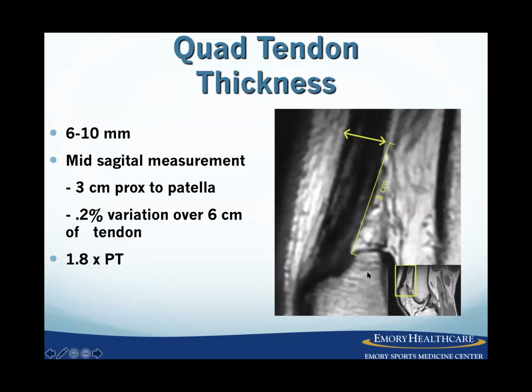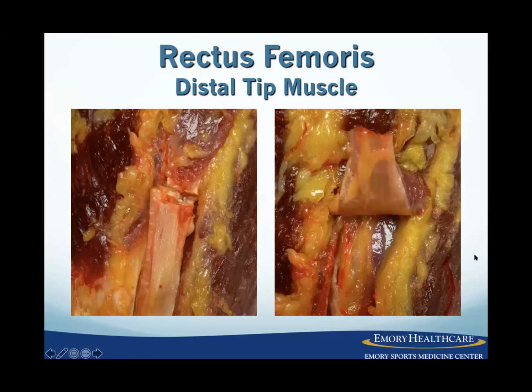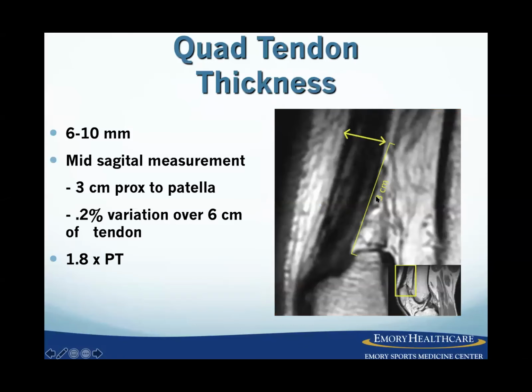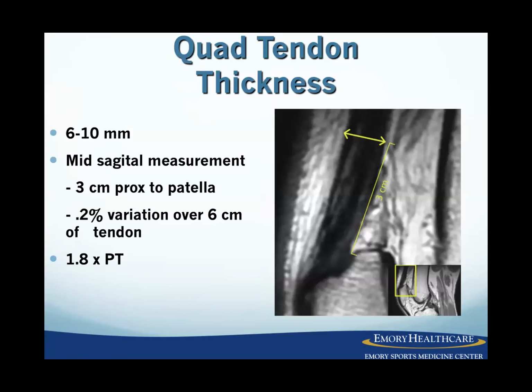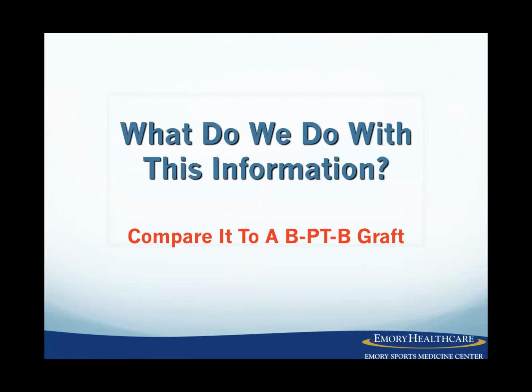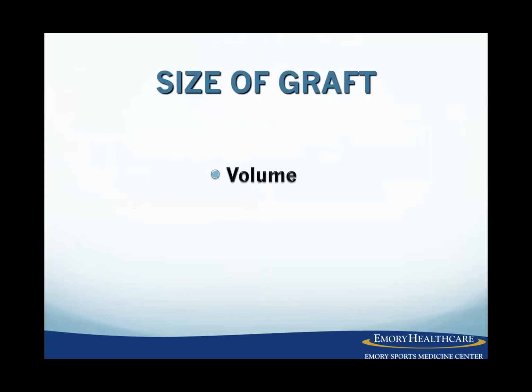But if I needed more length, I can always reflect the tendon, and you see more tendon proximally. Okay, this is really important because the thickness of this is consistent, up to 6 to 7 centimeters, and we want a 7 centimeter graft. The volume of this is huge because it's 1.8 times as thick as the patella tendon. Okay, so what do we do with this information?